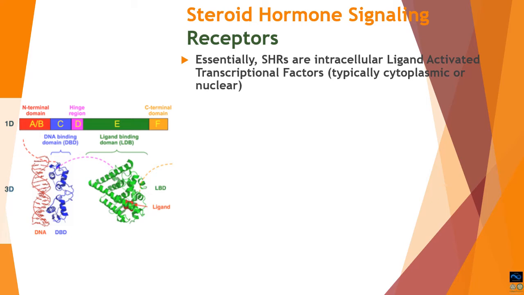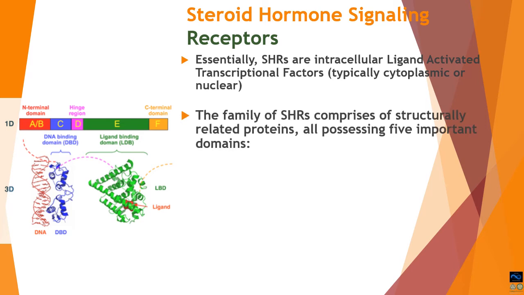Essentially what happens for the steroid hormone receptors is that they serve as intracellular ligand-activated transcription factors. So essentially they function in their active state as transcription factors. And the family of the steroid hormone receptors is usually divided into different types of domains. Particularly, all steroid hormone receptors have 5 important functional domains.